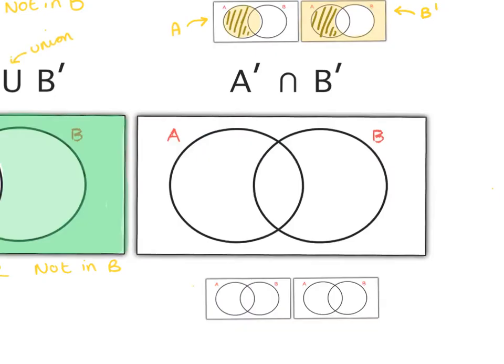So we're going to do the same for this one. I've got my two Venn diagrams at the bottom. I'm going to shade A complement on the first one, and I'm going to shade B complement on the second one. So A complement means everything that is not in A, and B complement means everything that is not in B.